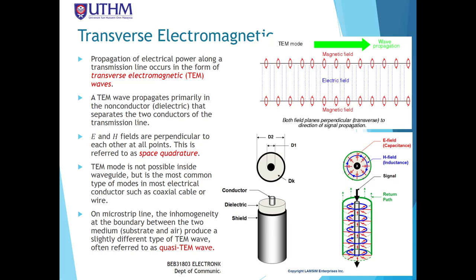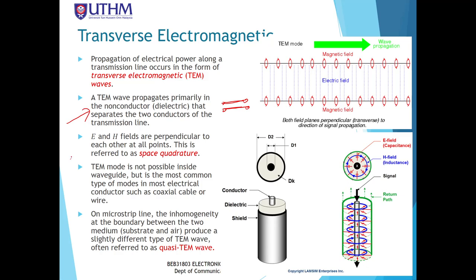And then about transverse electromagnetic. The propagation of electrical power along the transmission line occurs in the form of transverse electromagnetic. So propagation of electromagnetic waves dalam cable, electrical cable, dia dalam bentuk TEM modes. Okay, tadi waveguide adalah berbeza. So kalau kita hantar signal dalam cable, for example copper cable, so dia dalam bentuk electromagnetic waves. A TEM wave propagates primarily in the non-conductor dielectric that separates the two conductors of the transmission line. So later we're going to see that there are two conductors for the transmission line, two wired pairs. We're going to see about this wire type later.